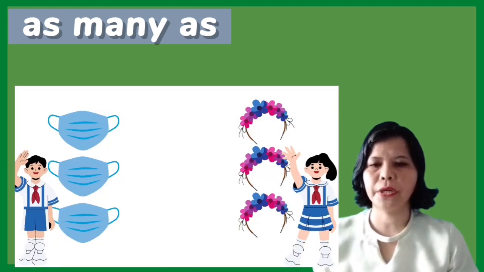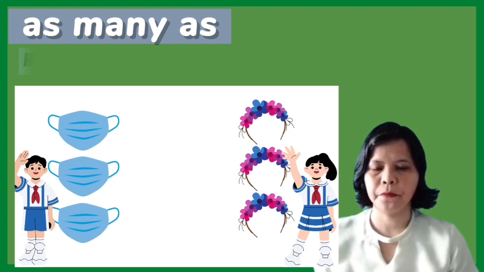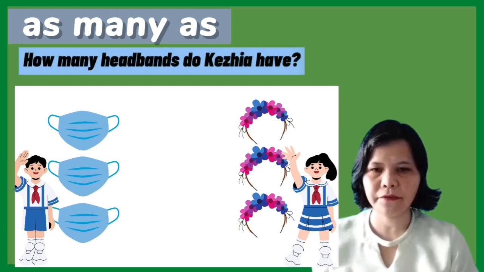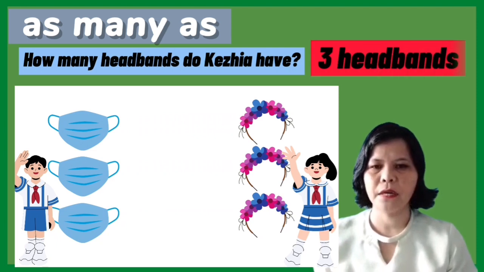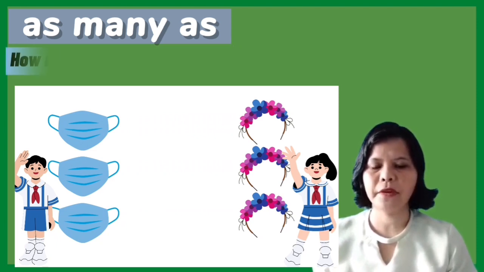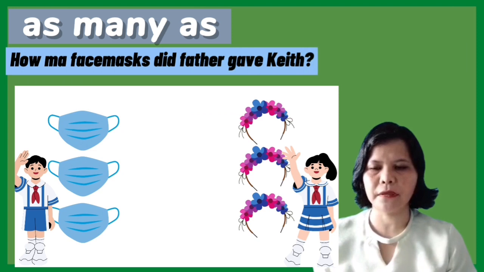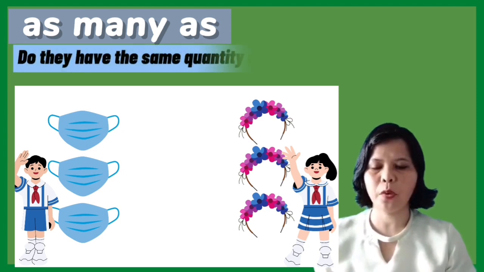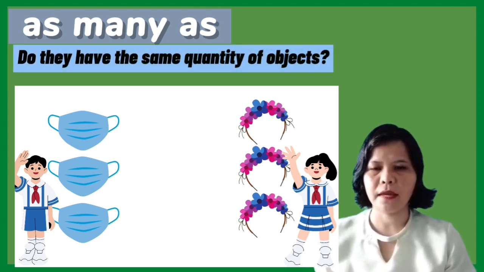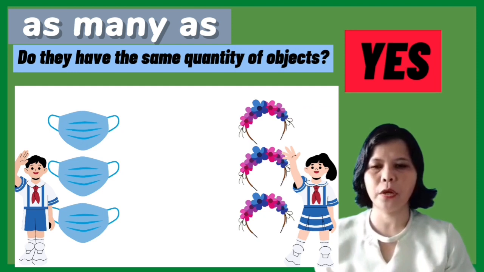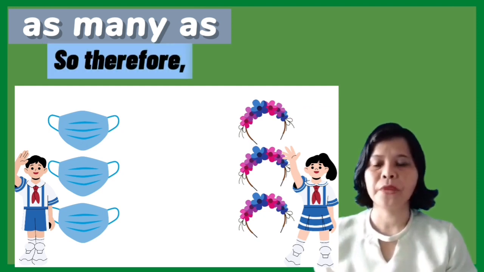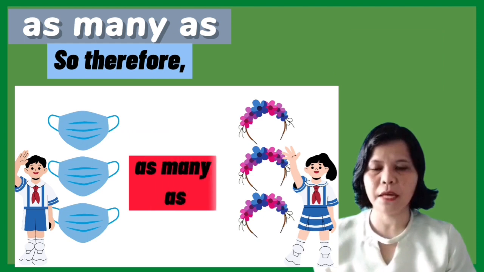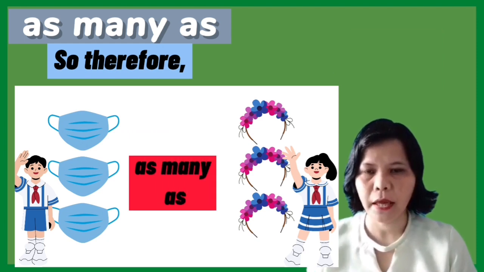Example, Father gave Keith 3 face masks and 3 headbands for Keisha. How many headbands does Keisha have? Yes, 3 headbands. How many face masks did Father give Keith? Yes, Father gave 3 face masks to Keith. Do they have the same quantity of objects? Yes, they have the same quantity of objects. So therefore, 3 face masks is as many as 3 headbands.